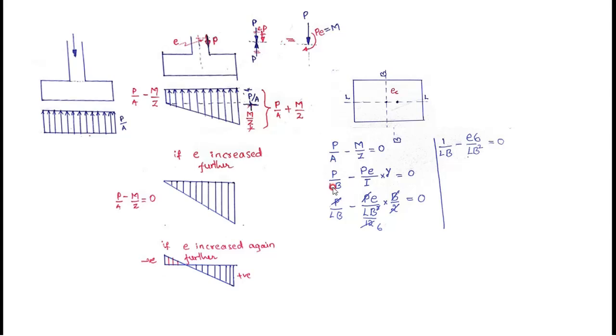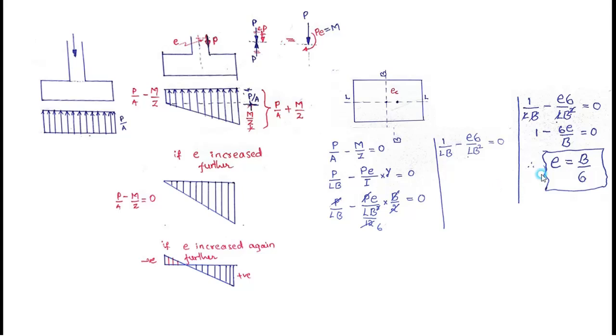P by A means P by L into B, considering a rectangle, minus P into E by I into Y, equal to 0. This is P by L into B minus PE as it is, and I means BD cube by 12. Here in this case I considered eccentricity in one direction, that is, in the X direction eccentricity is there, but with respect to the Y direction there is no eccentricity. Now after simplifying this, we will get E equal to B by 6.